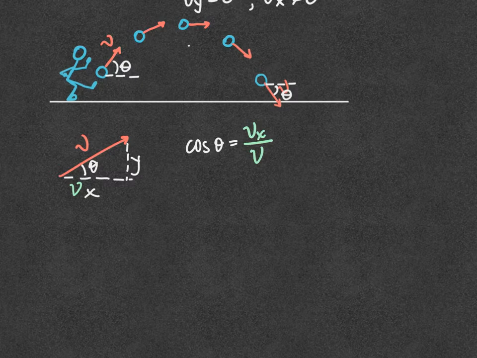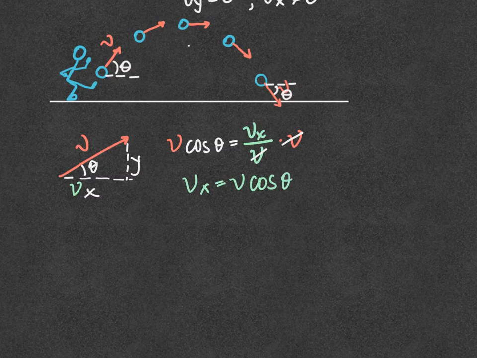Now if I multiply both sides by v, the initial velocity, then my velocities will cancel over here, and I'll be left with that the velocity in the x direction is equal to v times cosine of theta. That is how we find the component or the piece of the velocity that's in the x direction.